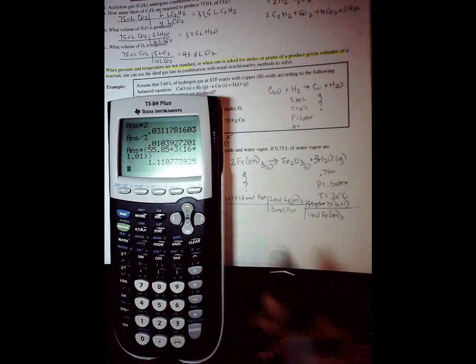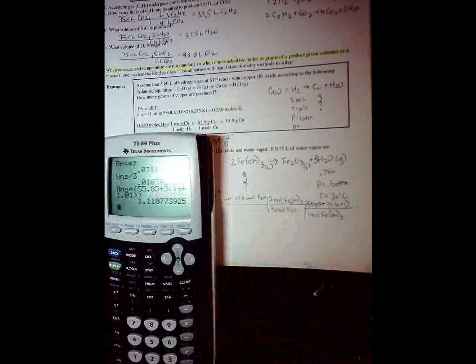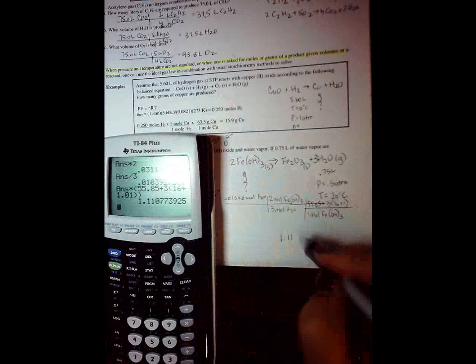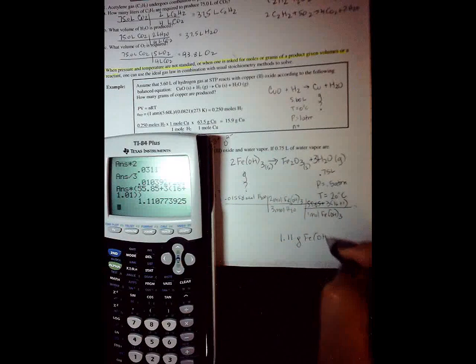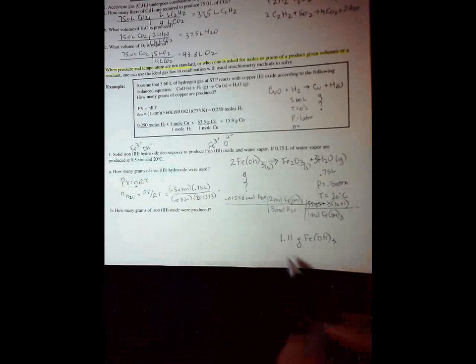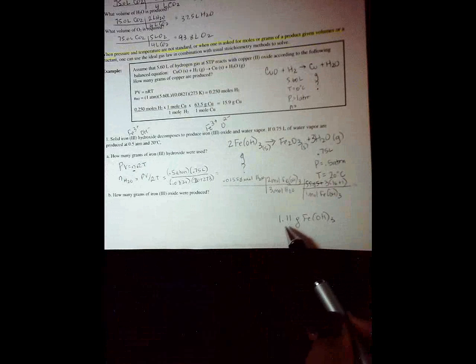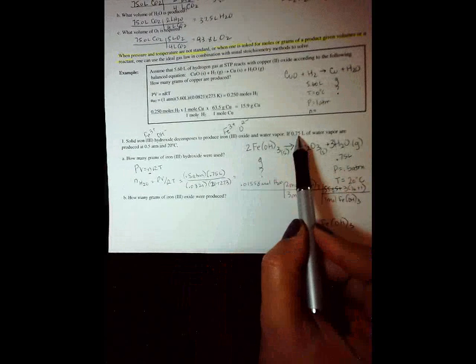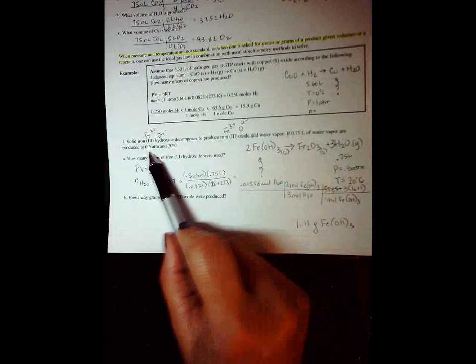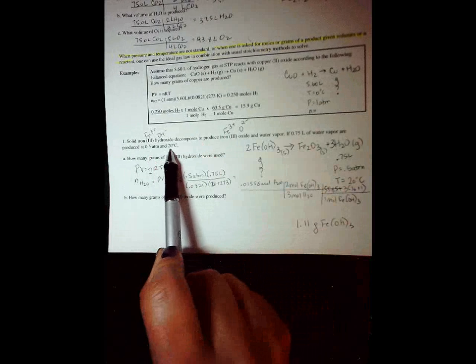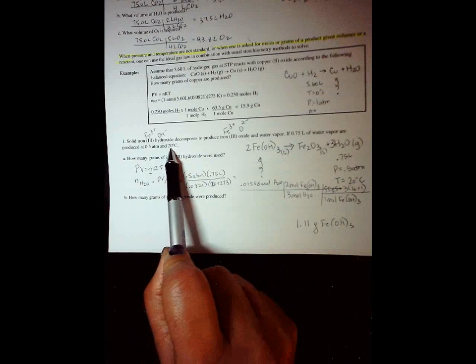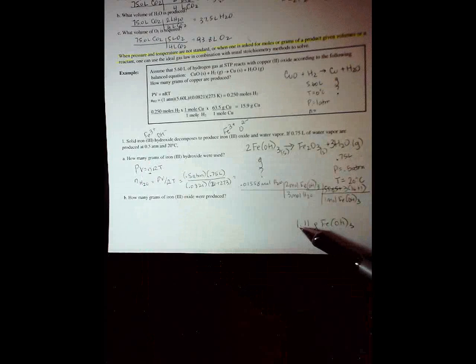Oh, and look, I get 1.11 grams of FeOH3, but you may notice that's too many sig figs, right? How many sig figs am I allowed to report? Look at what they gave you. They gave me the volume to 2 sig figs, the pressure to 1, and then this ends up being 2 sig figs after you add 273. So how many am I allowed to report? 1. So the answer is just 1 gram. Okay?